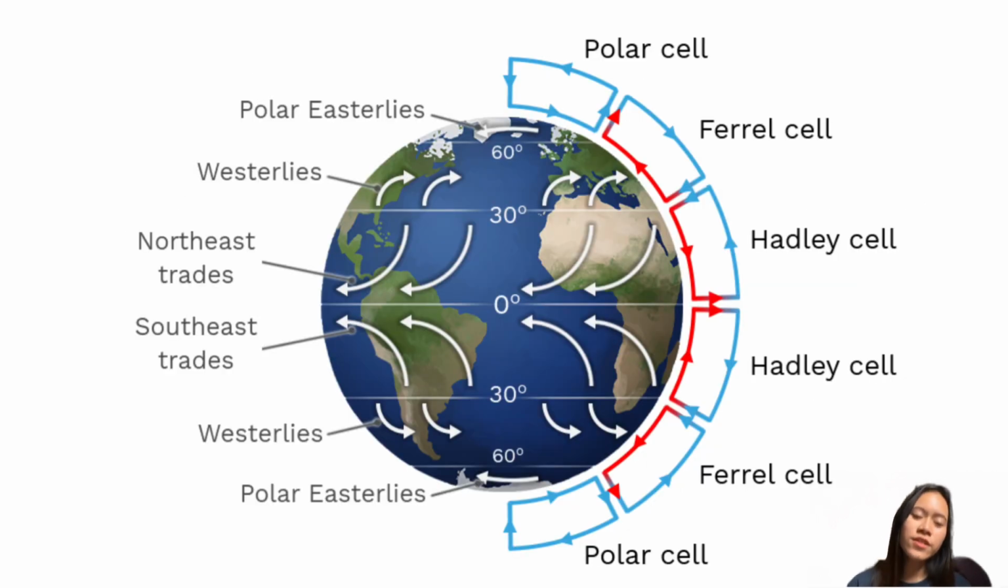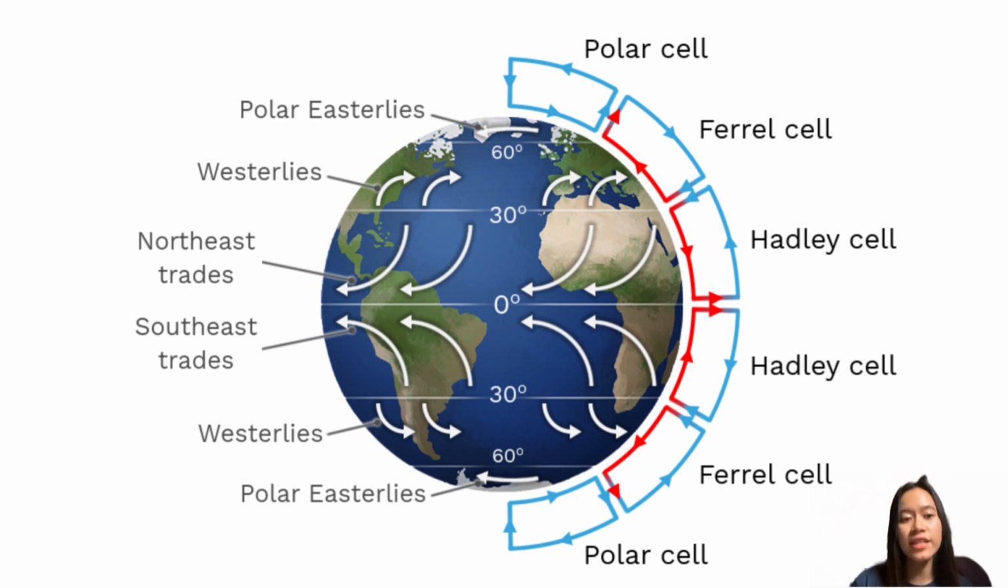To understand this better, let's briefly look at the global wind pattern. There are three main atmospheric cells. We have the Hadley cell from 0 to 30 degrees latitude, where warm air rises at the equator, creating low pressure at the ITCZ. It then moves toward 30 degrees latitude, cools, and sinks, forming high pressure areas.